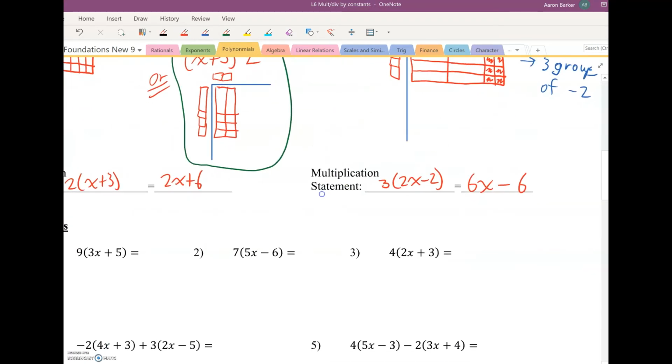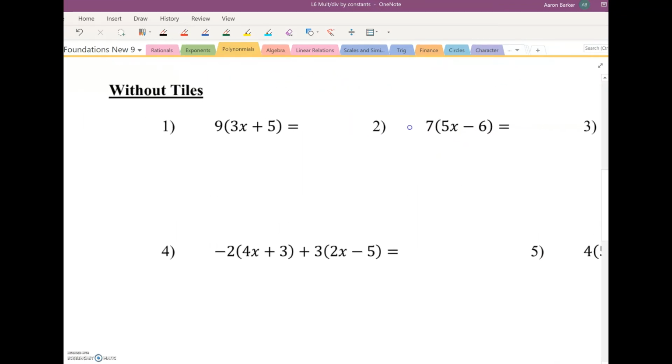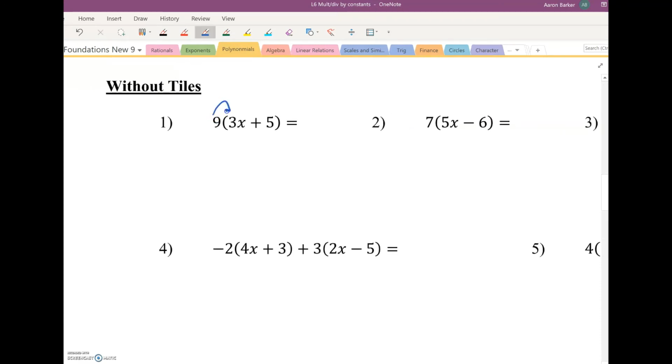And we use our arrows to help us with our multiplication. So without our tiles, we have 9 groups of 3x. And so that is going to be 9 times 3x, and that's going to give us 27x. And then we also have 9 groups of plus 5. So that would be 9 times plus 5. And so that would then be 45. So that is our complete answer. 27x plus 45.